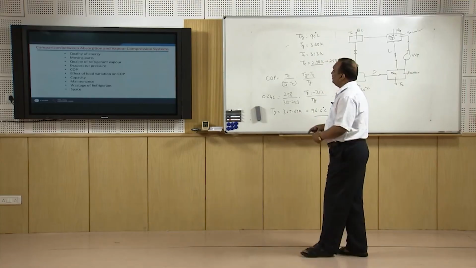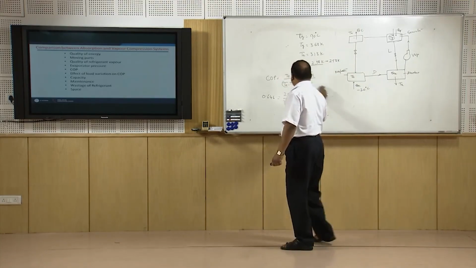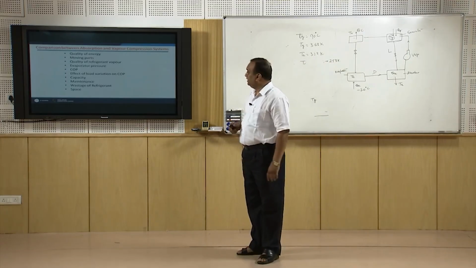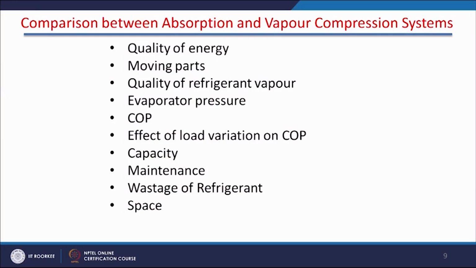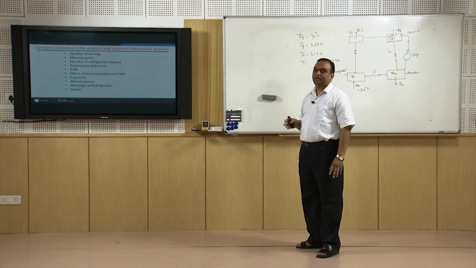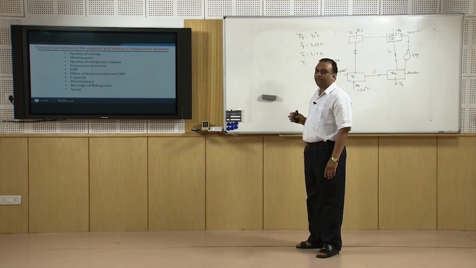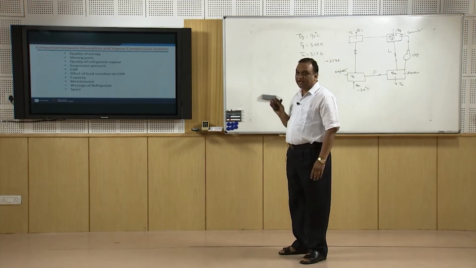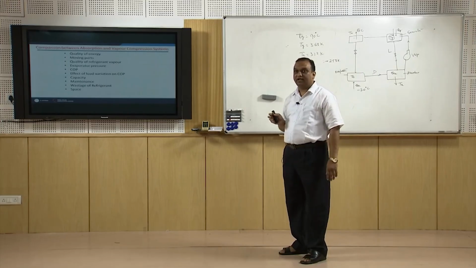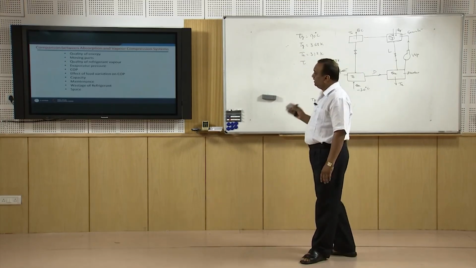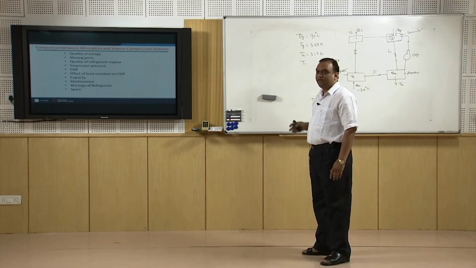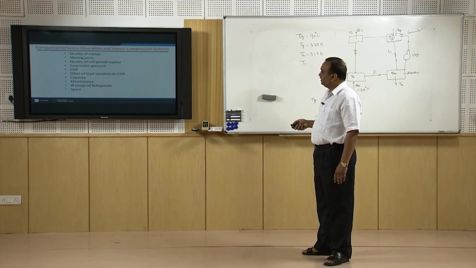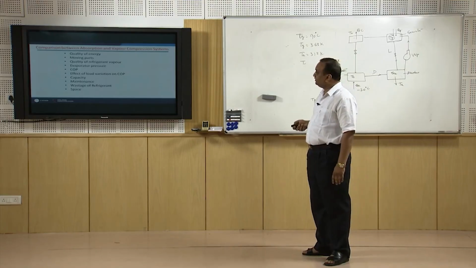Now we will make a comparison between absorption and vapor compression system. If you compare the absorption system and the vapor compression system, in the vapor compression system a compressor has to run with high grade energy, work will be required. Here in this case only heat is required, and if waste heat is available, then we get a refrigerating effect almost free of cost. It has fewer moving parts, so friction loss is less.